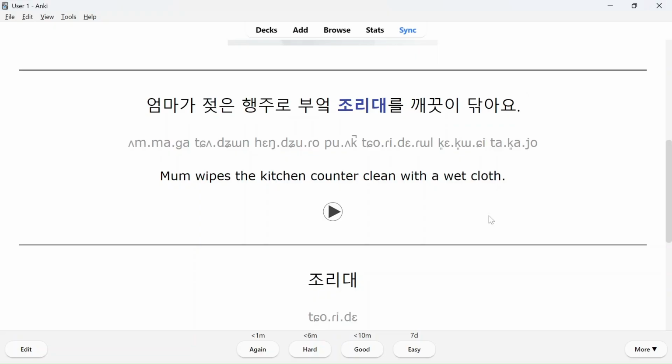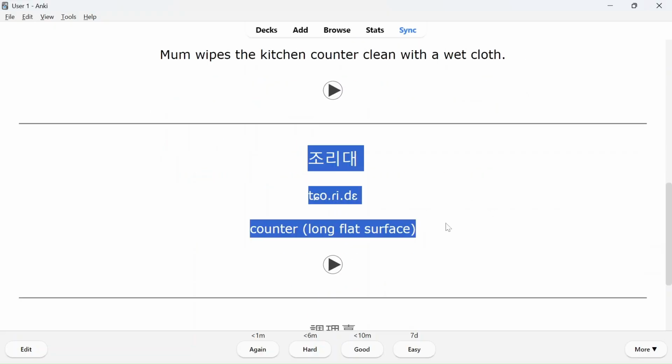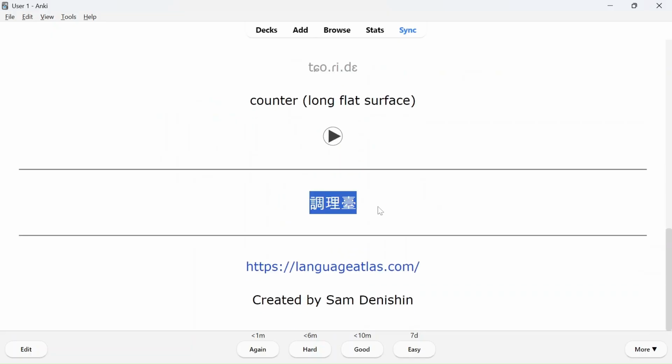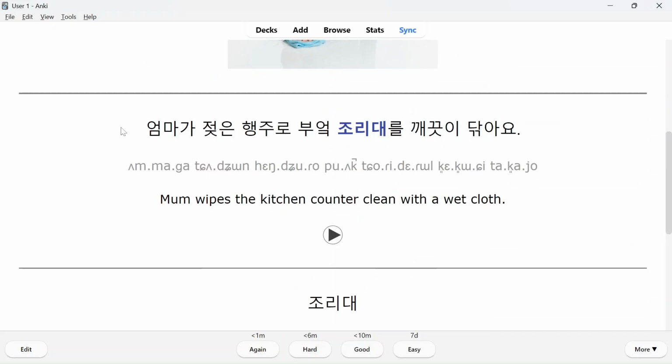Great. So, there are 3 areas. First, we have a sentence area. After that, the second area is a word area. And the third area is a nice little bonus. This is the hanja area. So I'll get started by showing you the sentence area.